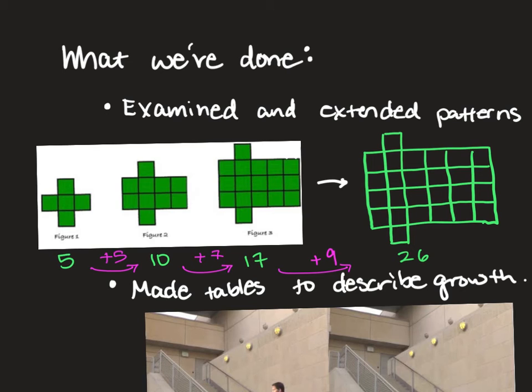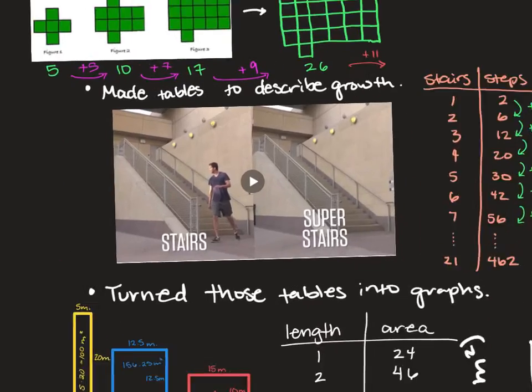First, we started looking at patterns like this, and then we extended them, and we noticed this had 5 squares, this had 10, 17, 26. We noticed a pattern of +5, +7, +9. We're pretty sure the next one would have been +11. See if you can make sure you know that.